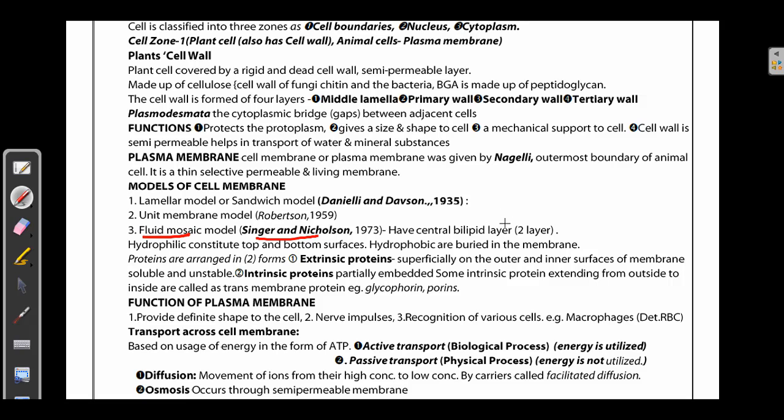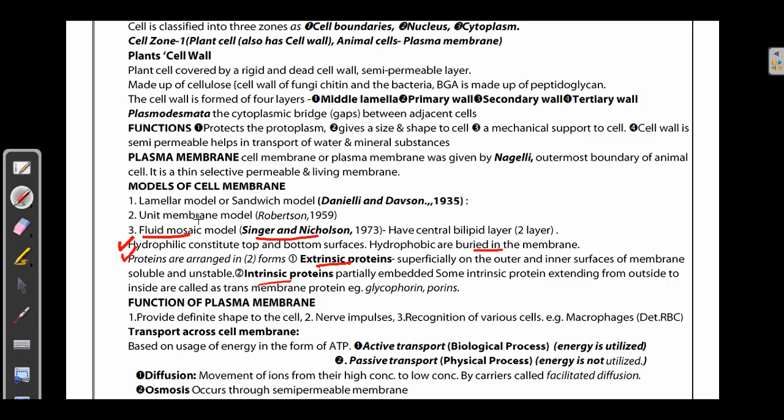According to them, they have the bilipid layer like in the other two models, and they clearly told that there are two constituents. One of them is hydrophilic, and another one is hydrophobic, and the hydrophobic ones are buried in the membrane. When you say buried in the membrane, they are getting away from the water. Mostly the cell requires the hydrophilic ones, so that's why these are submerged inside. And then it has explained proteins also very clearly. They found that there are two types of proteins: extrinsic proteins and intrinsic proteins.